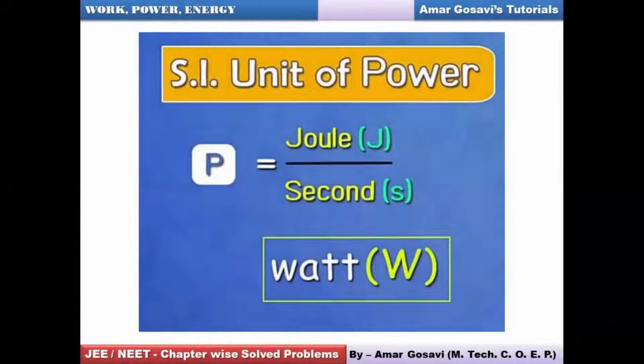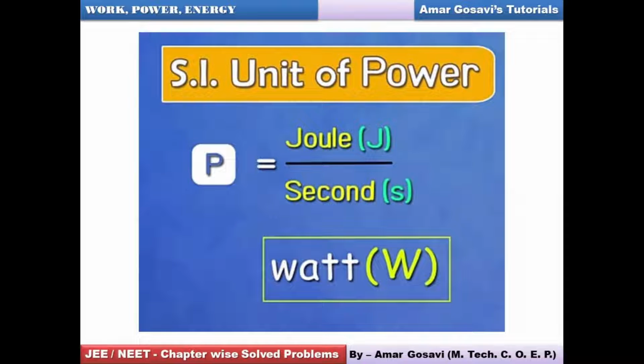What should be the unit for power then? The SI unit for power would be, for work it is joule, for time it is second. So obviously joule per second, which is also termed as watt. So the unit for power is watt, represented by W, in the name of James Watt, basically.